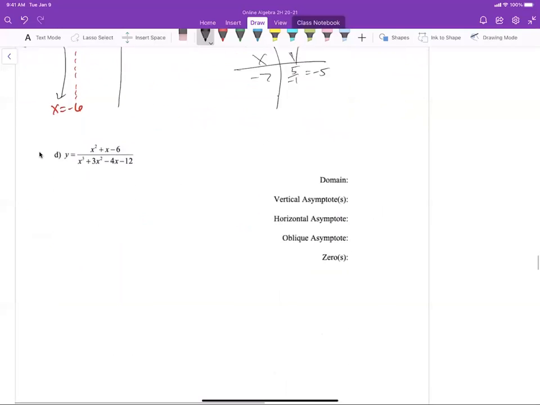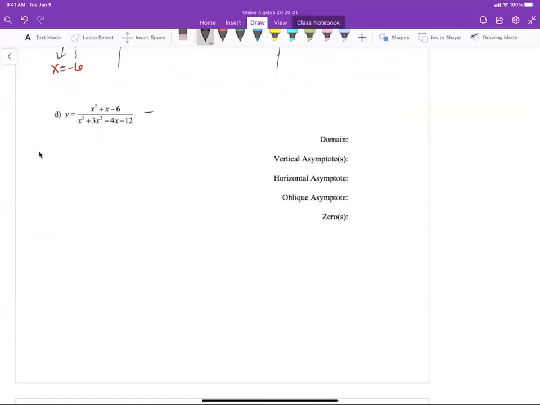Let's do D. Let's go ahead and factor. The top, I have, let's see, x plus 3, x minus 2. The denominator is actually 4 terms. Now, how do we factor a 4-term polynomial? That will be factored by grouping.